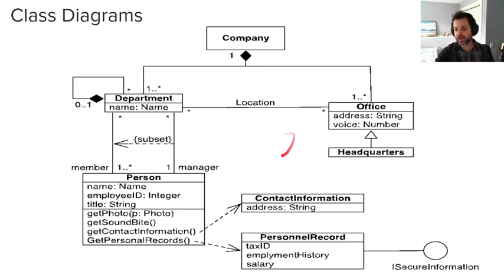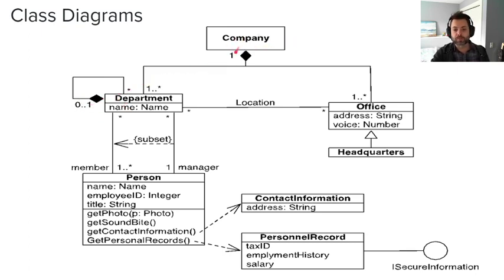So what else do we have in here? So here we have some compositions, right? So the filled diamonds. A company is made up of departments. A company is made up of offices. So this is our whole. These are our parts. A department can be made up of other departments, right? So you have different sub-departments.